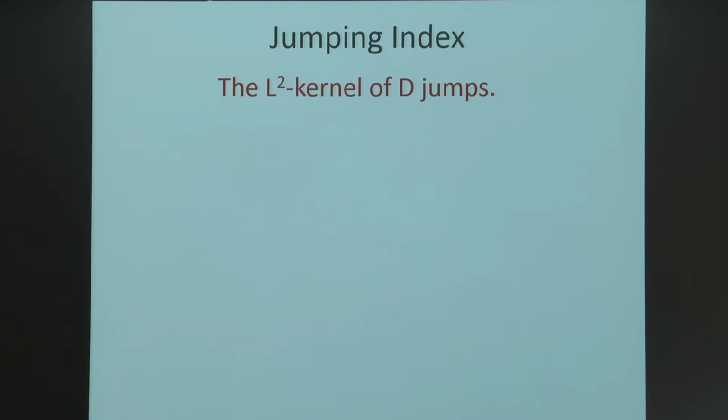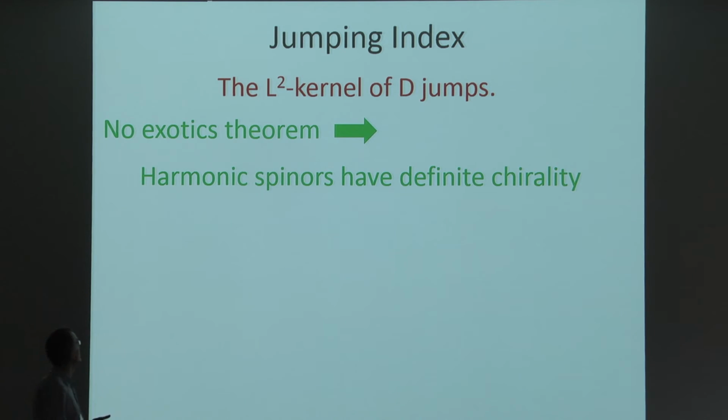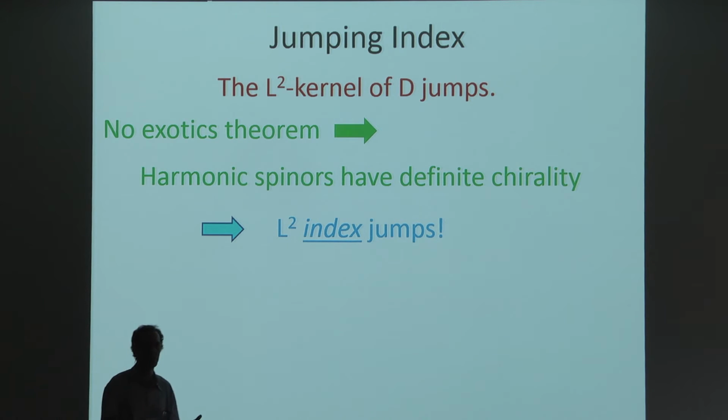So the L2 kernel of the Dirac operator jumps, and as I just explained, the harmonic spinors have definite chirality, so the L2 index jumps. Now, how can an index jump? The whole point of the index of an operator is that it doesn't jump as you change parameters, the parameters being, say, the Higgs vevs, y and x.